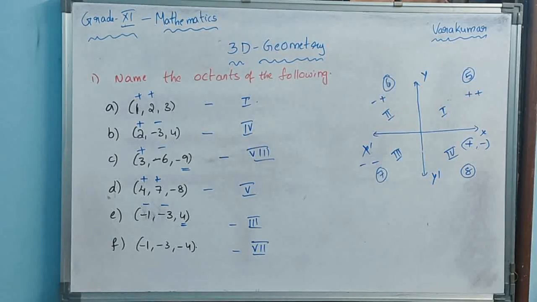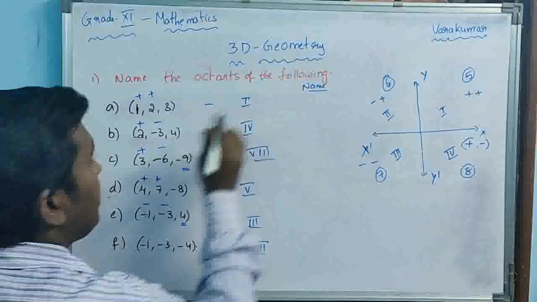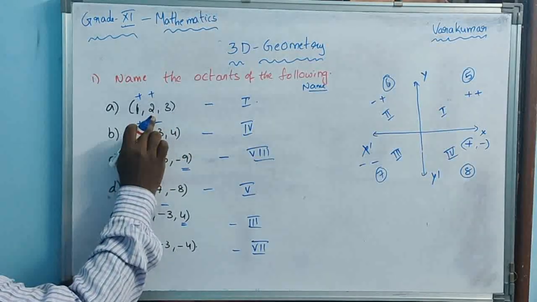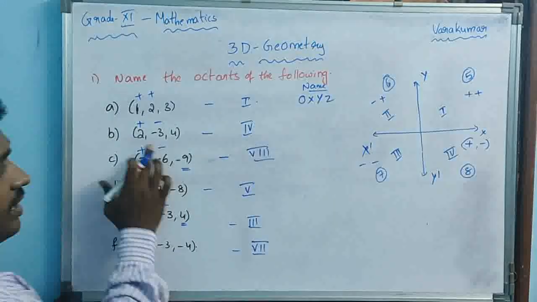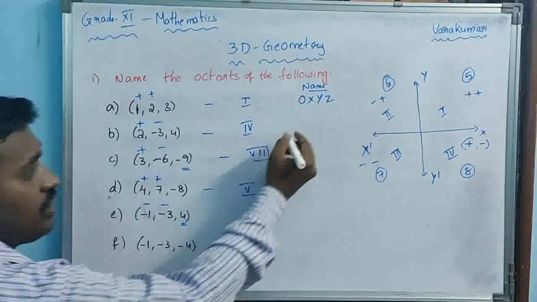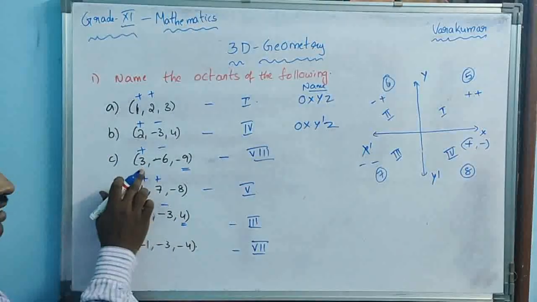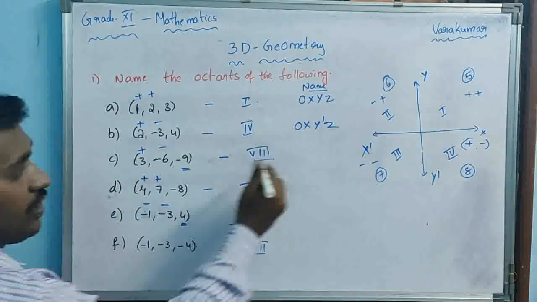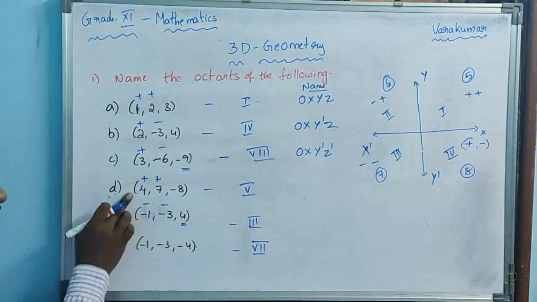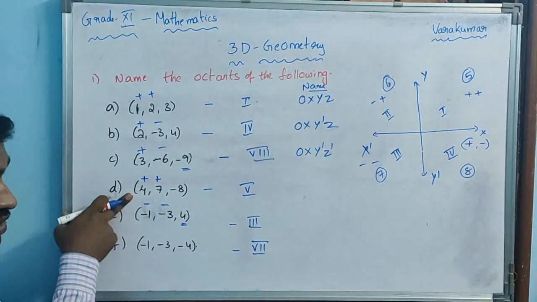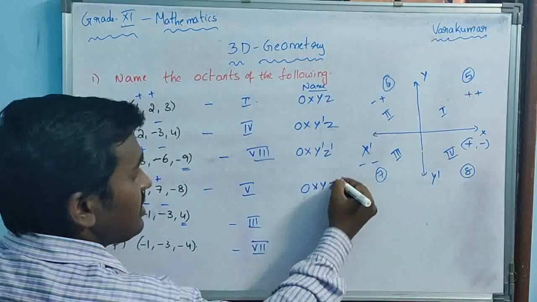Similarly, we can write the names of the octants also. What are the names of the octants? See here, Z positive, Y positive, X positive. So we can write O, X, Y, Z. Now here, X positive, Y negative, so O, X, Y dash, Z. And here, X positive, Y negative, Z negative, so O, X, Y dash, Z dash. And here, X positive, Y positive, Z negative, so O, X, Y, Z dash.